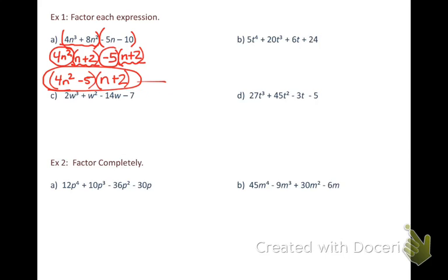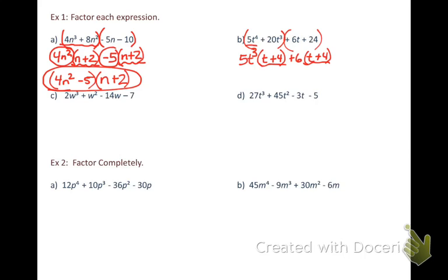Let's try that again. B. You have 2 sets of parentheses you're making together. We find out what the common factors of 5t to the 4th plus 20t cubed is. Well, 5 goes into both, and t cubed can go into both. What's left over is t plus 4. And then on the second one, 6 can go into both. What's left over is t plus 4. Again, these 2 are the same. If you do not have the same inside the parentheses, you're not factoring correctly.